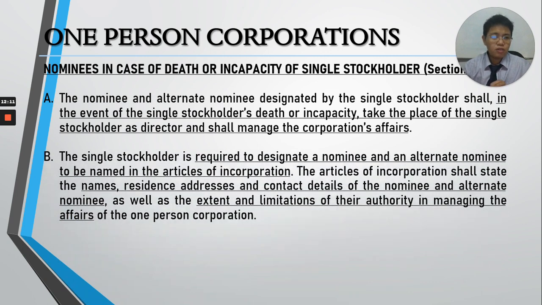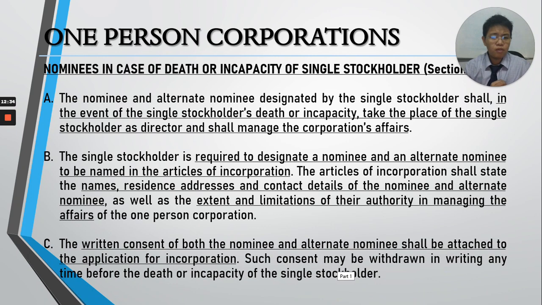So, obviously, your single stockholder is required to designate a nominee and an alternate nominee sa articles of incorporation. Sinabi ko na kanina yon. The articles will also state the names, residences, and addresses, contact details of the nominee and also alternate nominee, as well as the extent and limitations of the authority in managing the affairs of the one-person corporation. Also included, attached to the articles of incorporation is the written consent of both the nominee and alternate nominee.